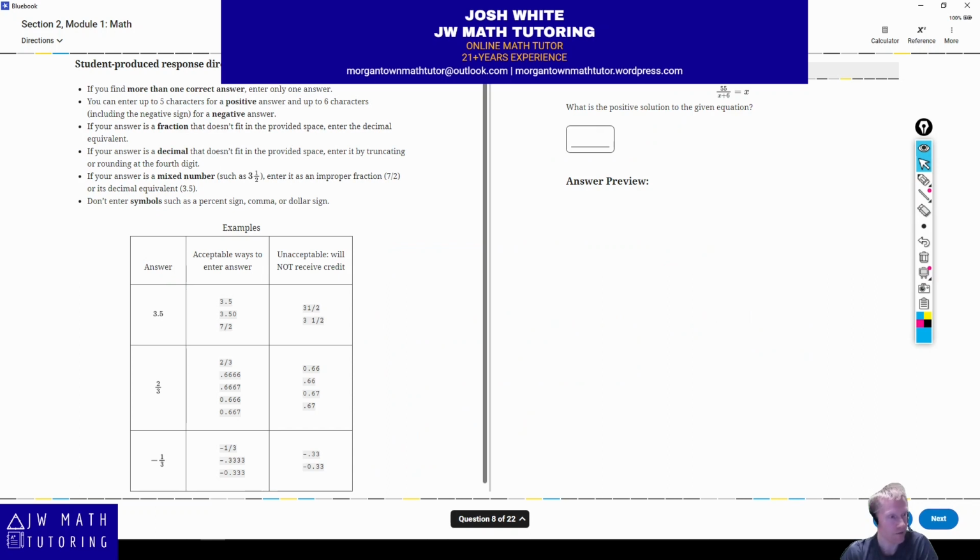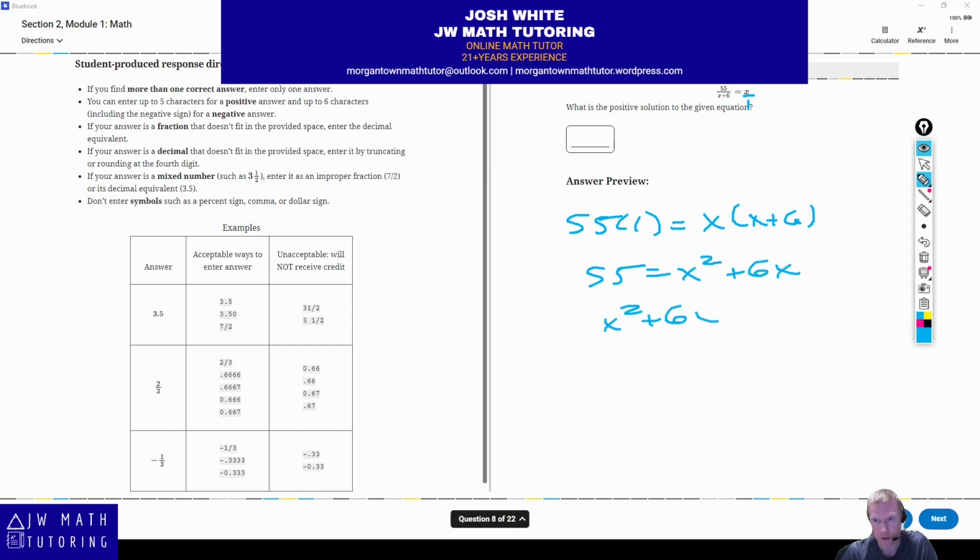Now, for question 8, we have another student-produced response type question. Here you have a basic equation. The easiest way to solve this is to basically cross multiply. You can put the x over 1 and then cross multiply: 55 times 1, which is just 55, and x times x plus 6. Then we get 55 equals x squared plus 6x, so x squared plus 6x minus 55 equals 0.